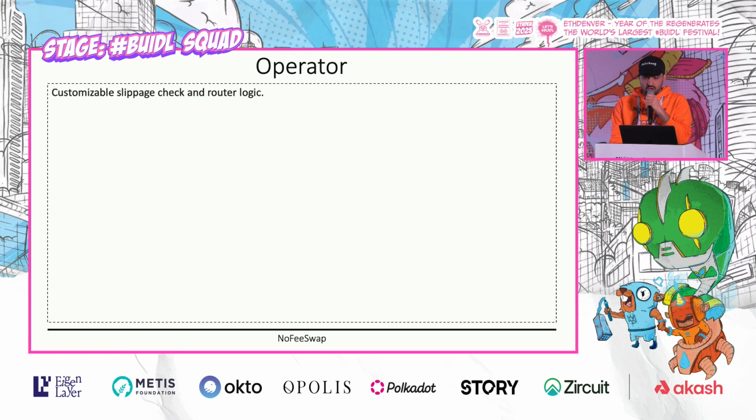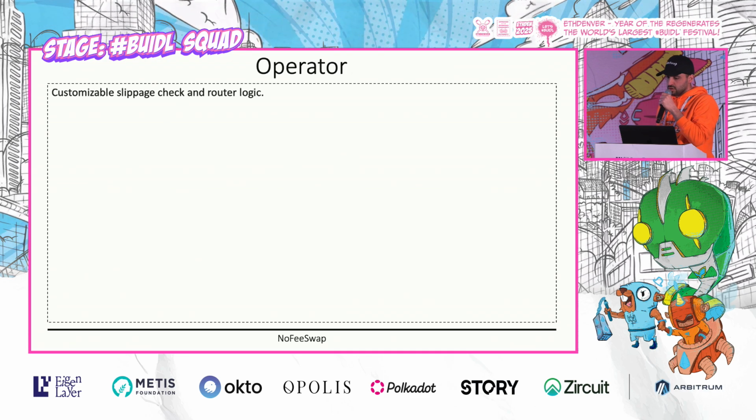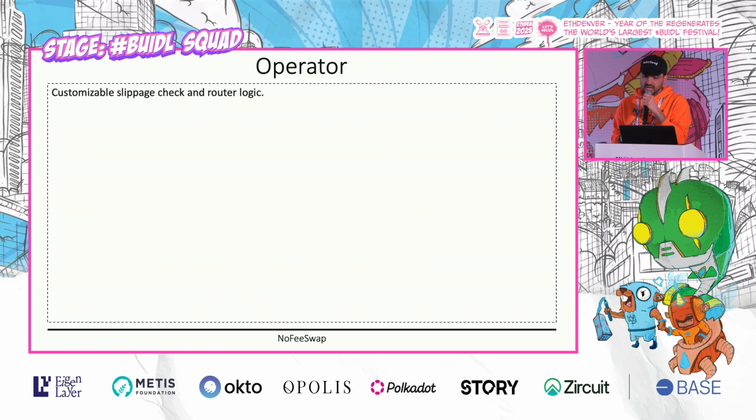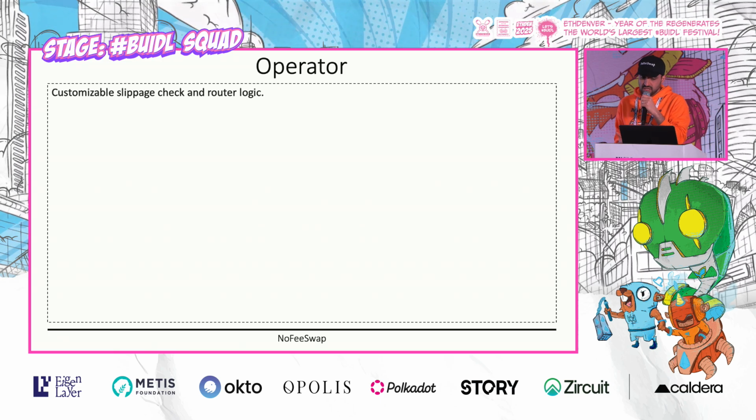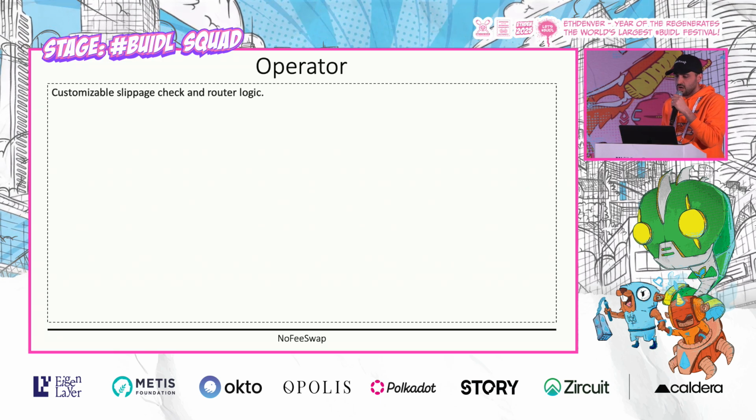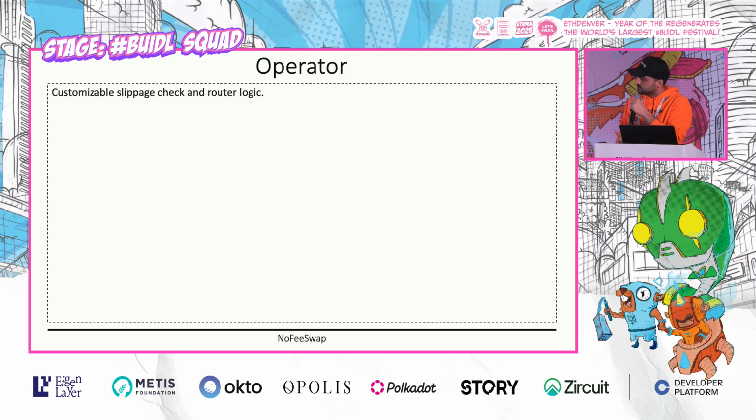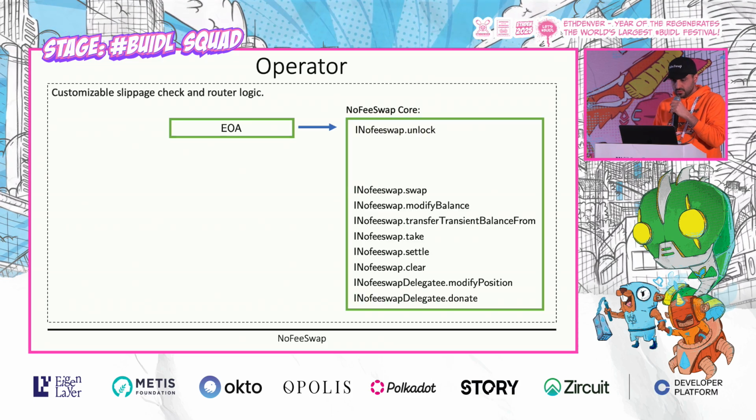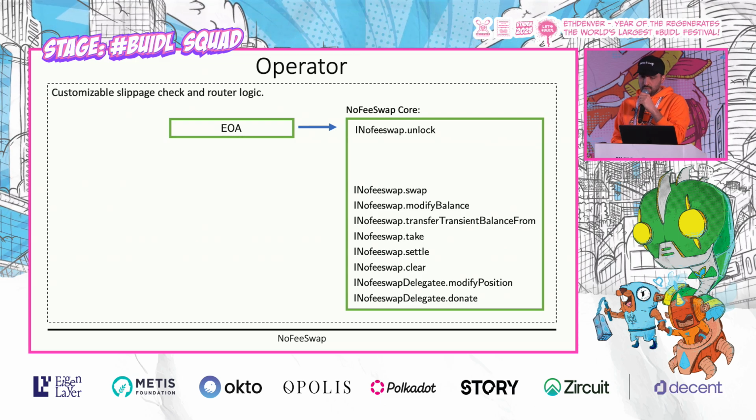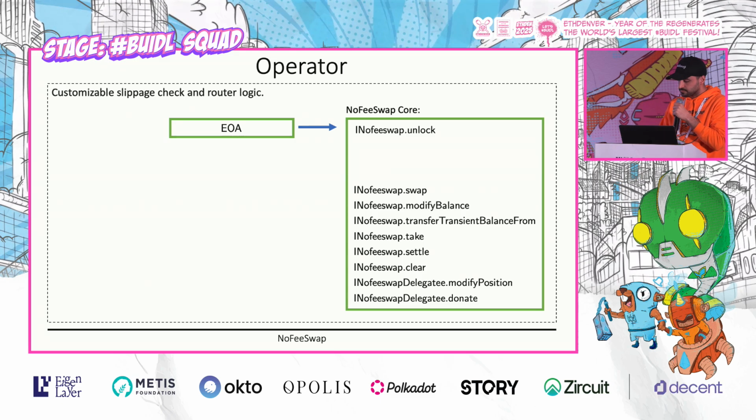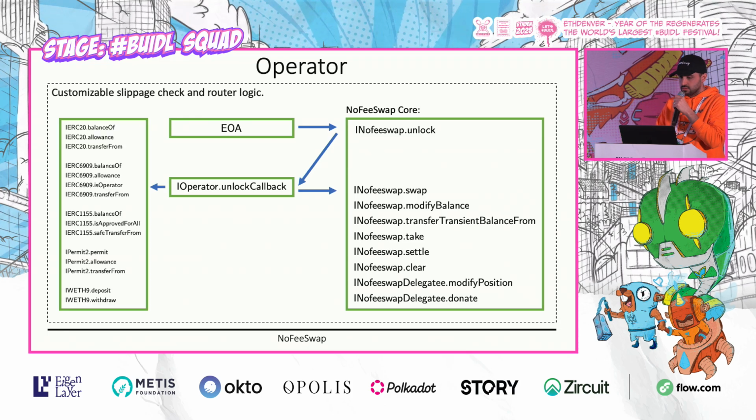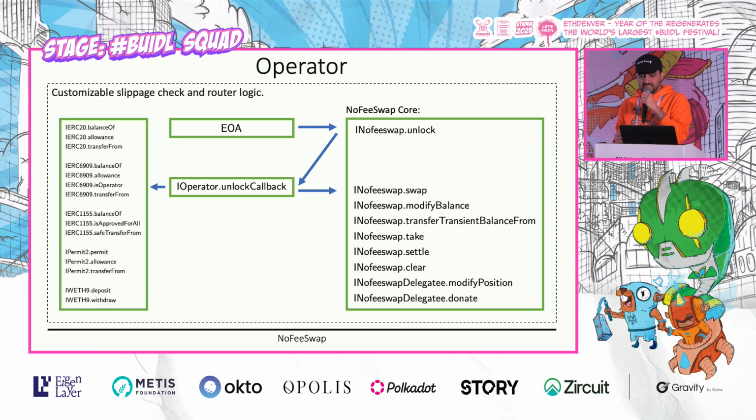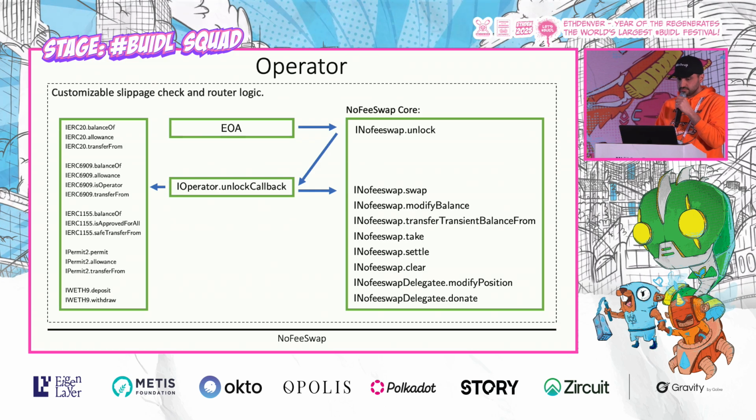We're going to talk about the operator contract next. We want to offer most flexibility to people so that they can implement and pay for whatever slippage checks they deem necessary. This is why the slippage check is not hard-coded like other platforms. For instance, you can invoke NoFeeSwap unlock method from your wallet. The operator contract is then invoked by Core. And then the operator takes care of everything on your behalf.